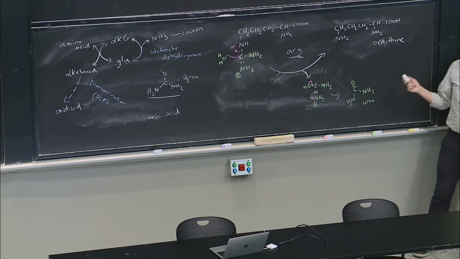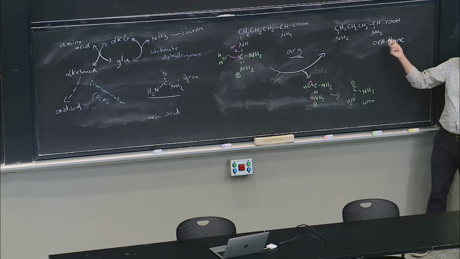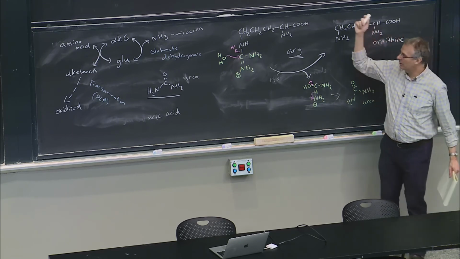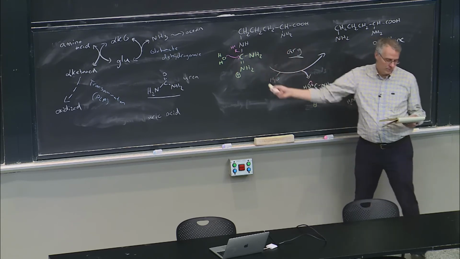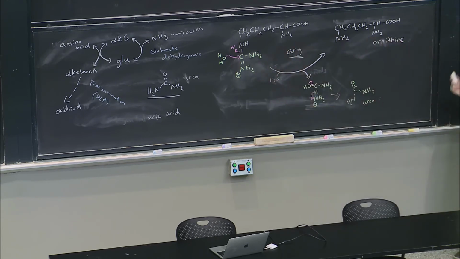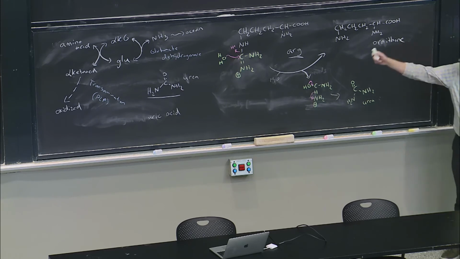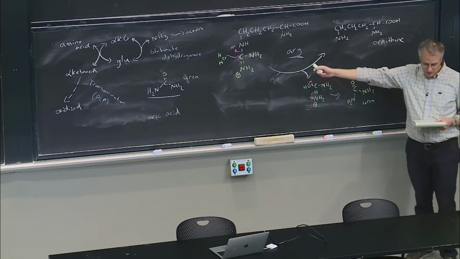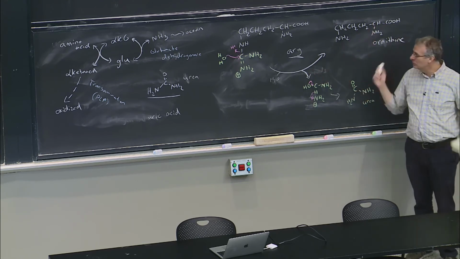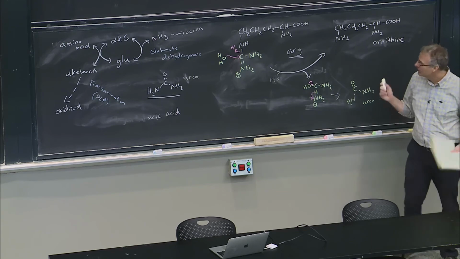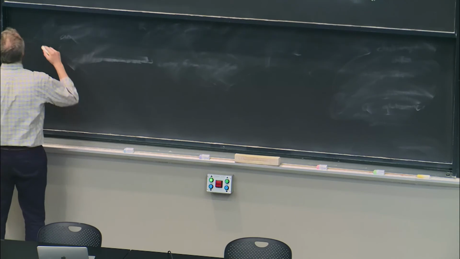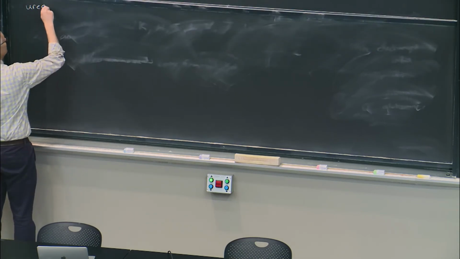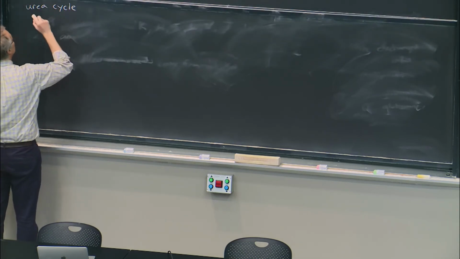And so it should be clear that if I can now create a cycle where I take ornithine, pick up a couple nitrogens, and regenerate arginine, now I have a way to basically produce urea. Because then I can cycle arginine to ornithine, make urea, pick up two more nitrogens, regenerate arginine, and that's a way to generate urea. Now this series of reactions occurs via a cycle called the urea cycle, okay?